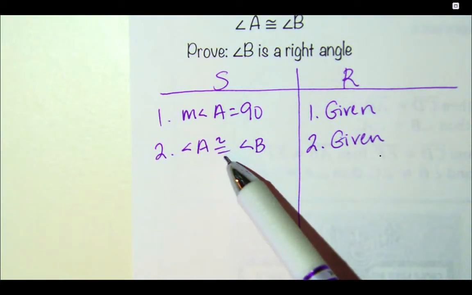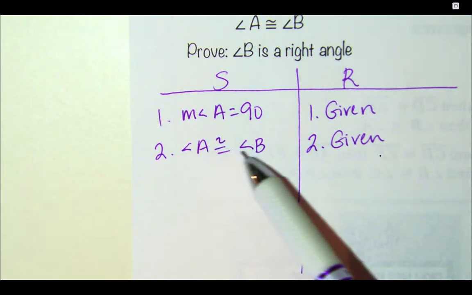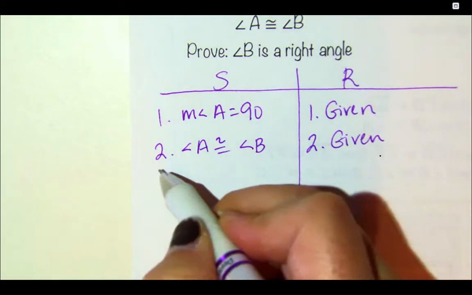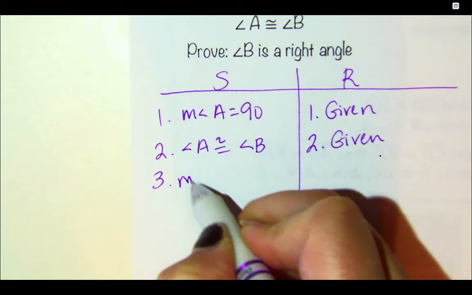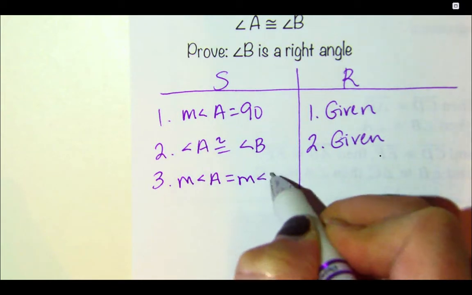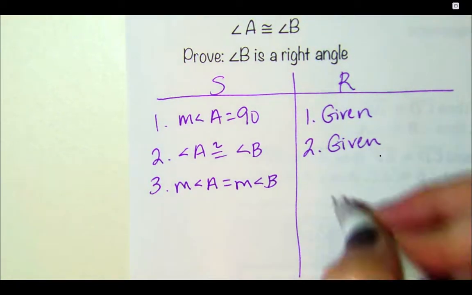Since this is congruent and this is equal, you can't substitute unless they have the same exact symbol. So can we change this to where they're equal first? Yeah. So let's do that and then we'll substitute. So the measure of angle A equals the measure of angle B. So that's the definition of equals.